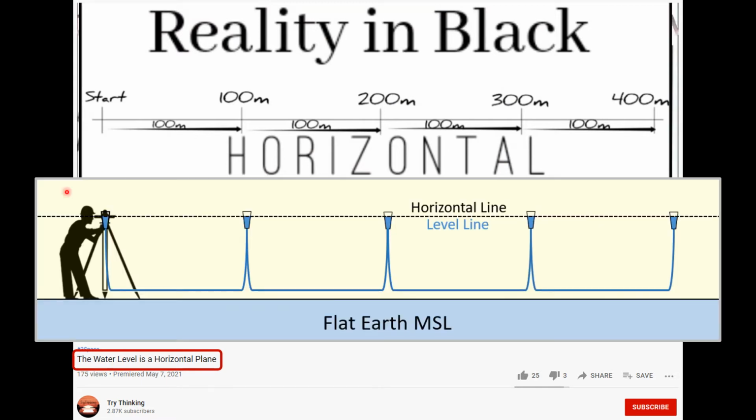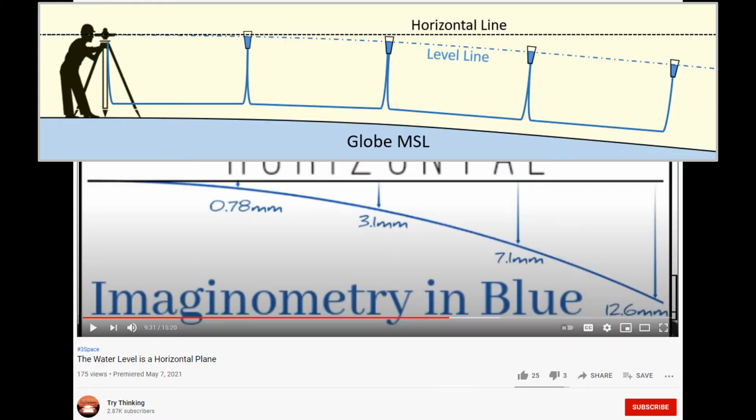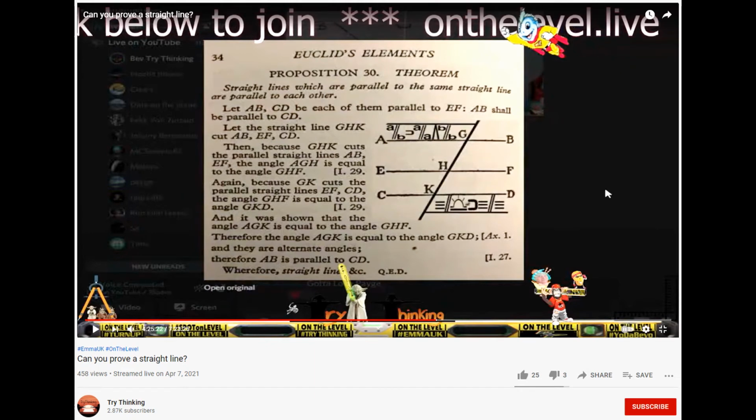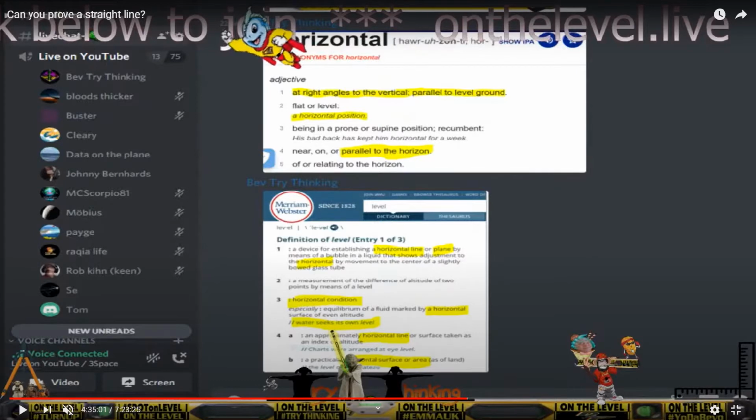So Bev says that this diagram right here represents reality, but according to him, this graphic here is imaginometry. So exactly what is his evidence? Well, if you go to his channel, you're going to hear a lot of talk about geometry, because he thinks Euclidean geometry proves that he is correct. Of course, he will also do some cherry picking.